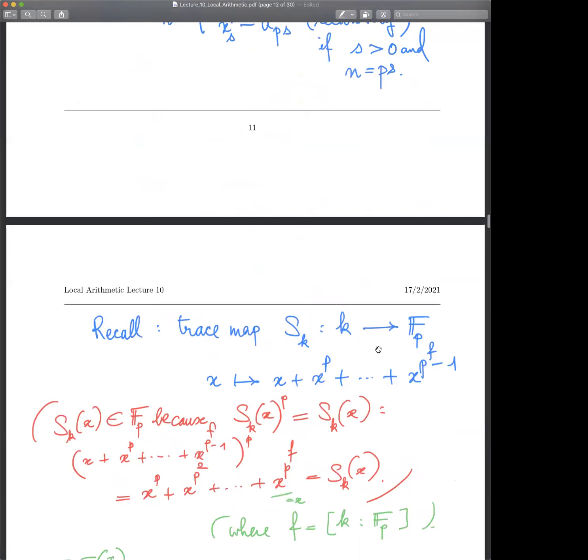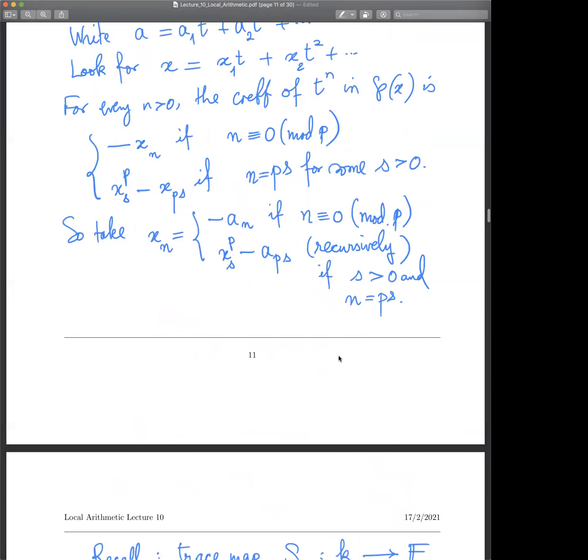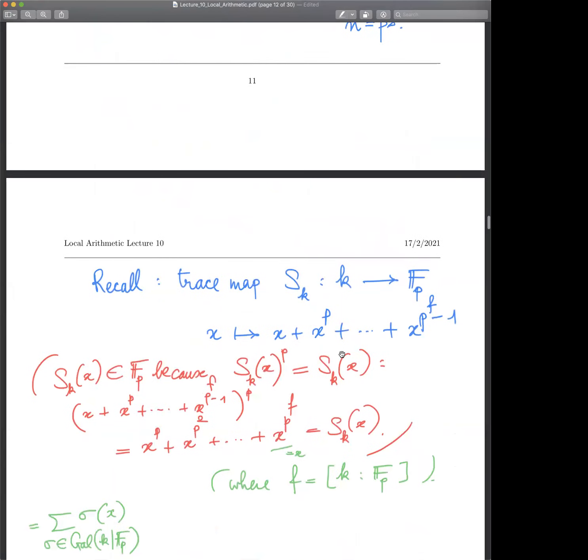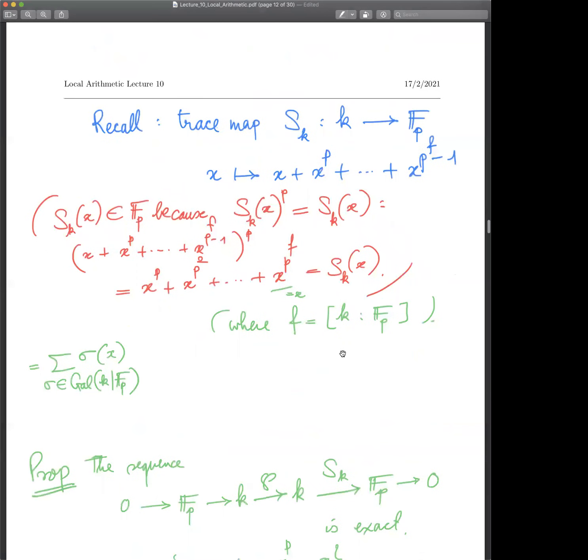Okay, but to determine the image of P, I need to recall some facts about the trace map. And I just need to do it from this field little k to F_p. Little k is an extension of F_p. It's a Galois extension, and the Galois group is generated by the map which sends x to x to the power p.